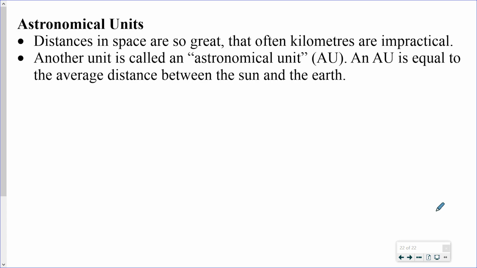And finally, this is in your data booklet, what are called astronomical units. When we are talking about distances in the galaxy, in the solar system, they are huge, and so it often doesn't make a lot of sense to talk about them in terms of kilometers. So instead, they use what are called astronomical units, or AU, and that's just the average distance between our sun and Earth.